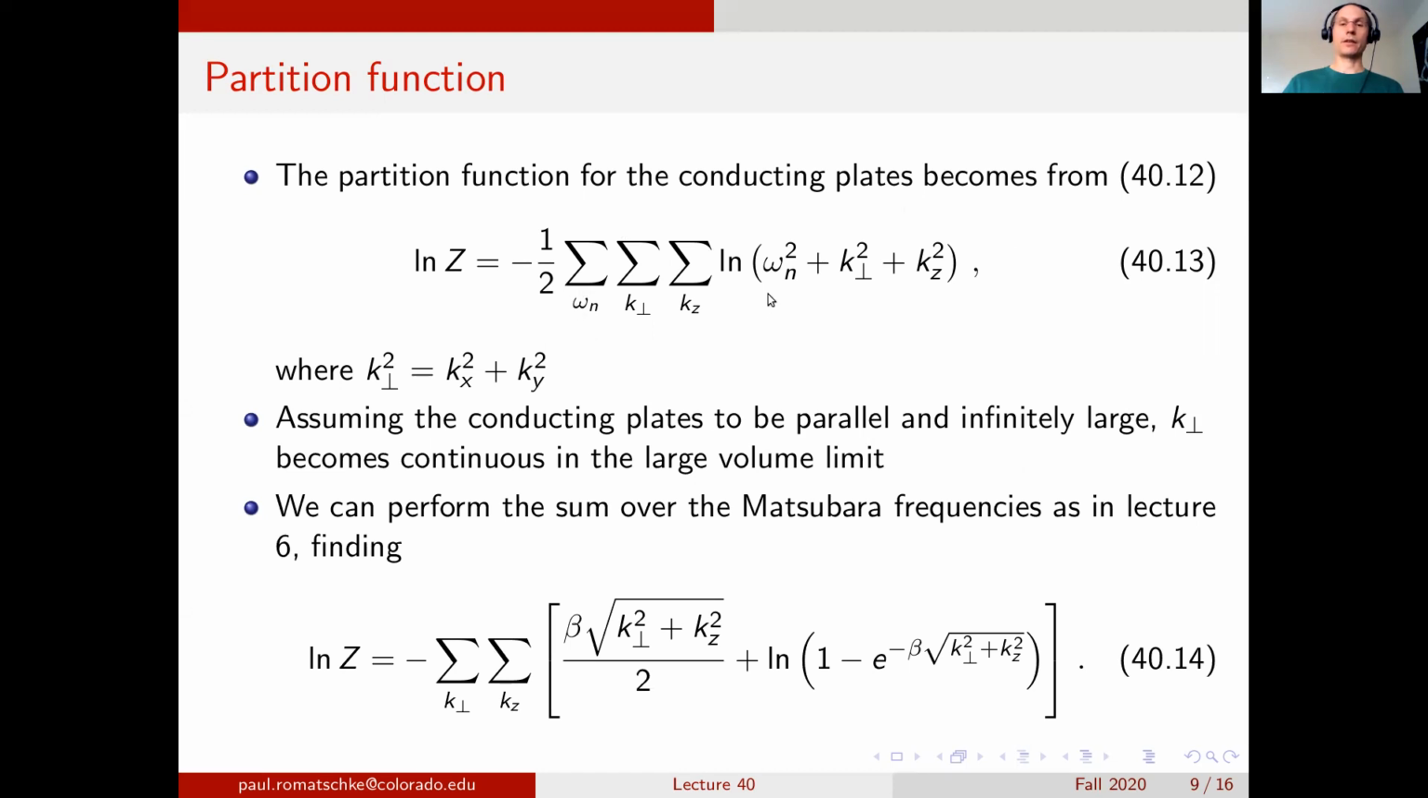This is something we have done in many of the lectures. In particular, if you want to look at lecture 6, you can see how that works out. And we find that the sum over the Matsubara frequencies of this logarithm gives us the following expression, where now we have beta times the square root of k perp squared plus k squared over 2, and a logarithm.